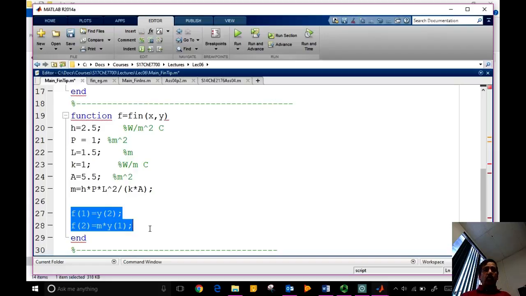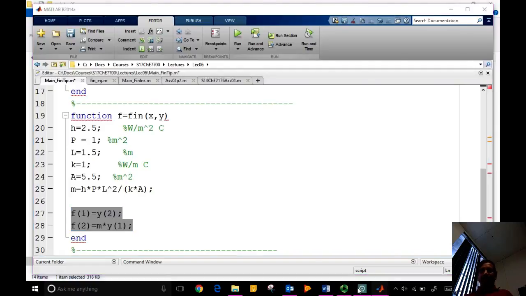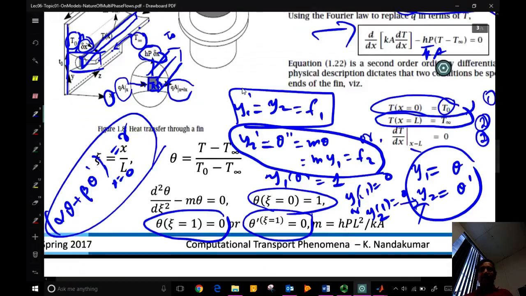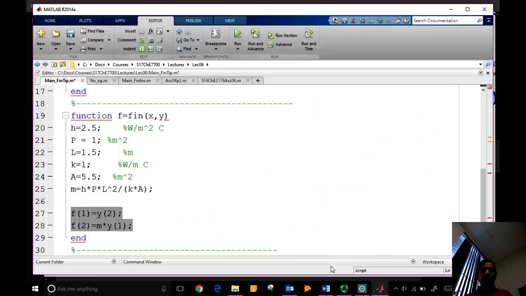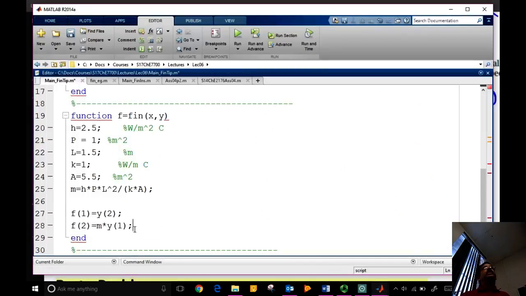Because I already know that f1 is y2 because we developed that. When we converted that in here, for example, the y1 prime, the first equation is just f1. The f1 is y2. And the second equation is theta double prime, which is the function f2, which is m times y1. So the second function that you will see here, f2 is m times y1.